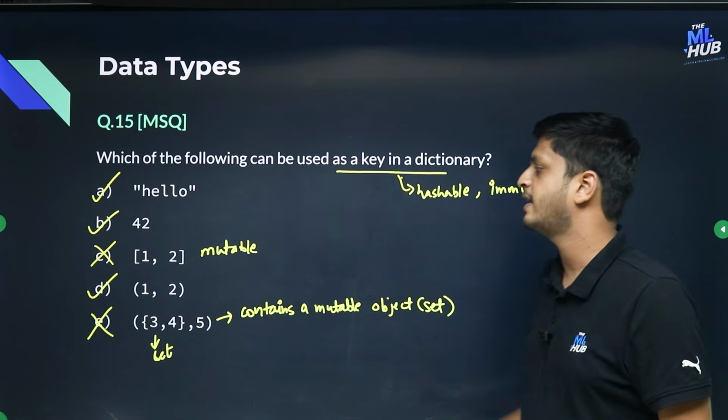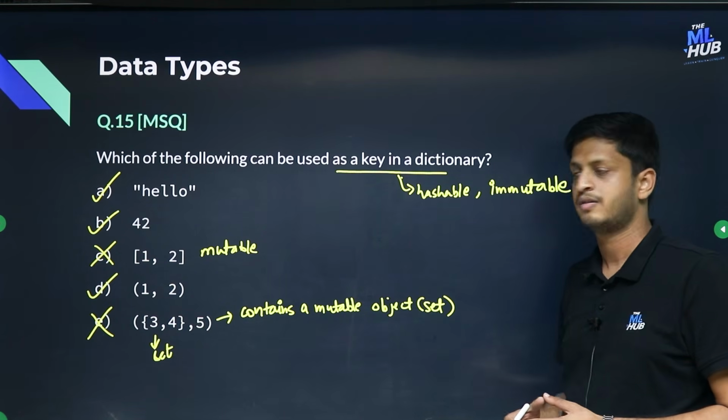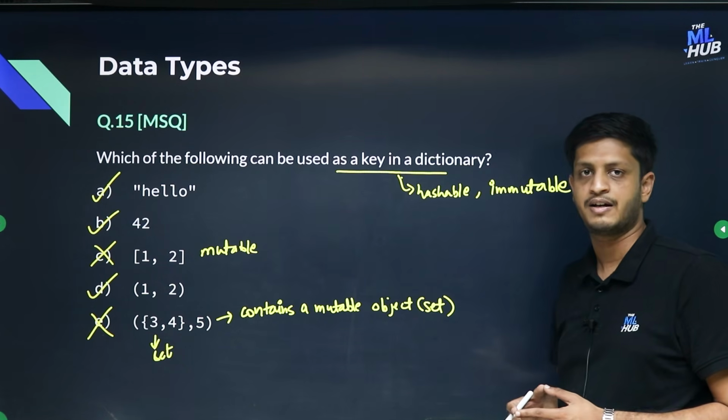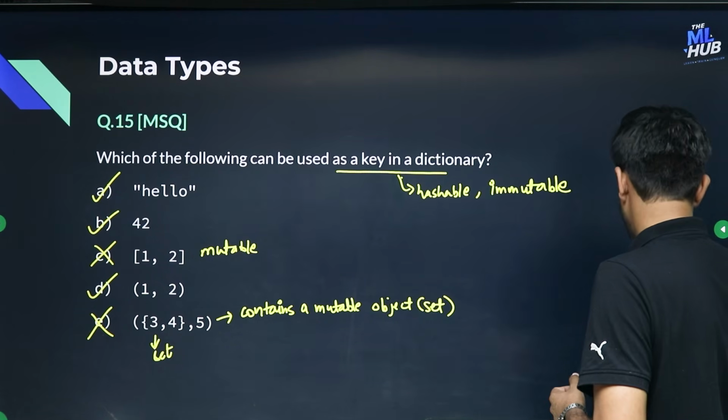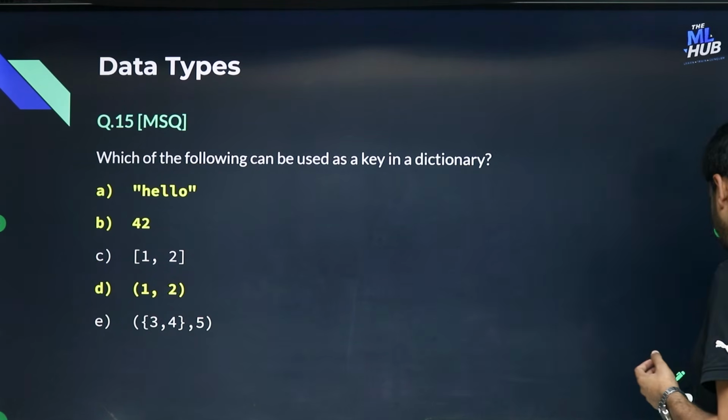Only option A and D are correct. They can be used as a key. Oh sorry, options A, B and D are correct.